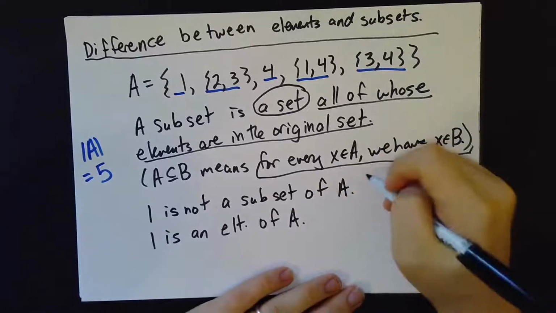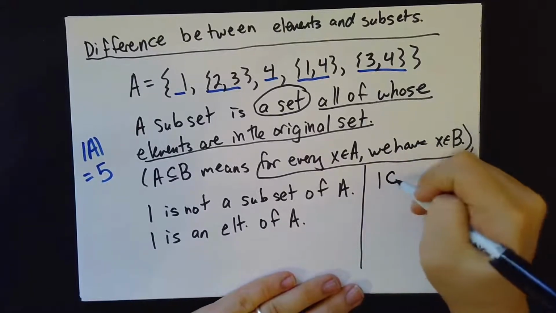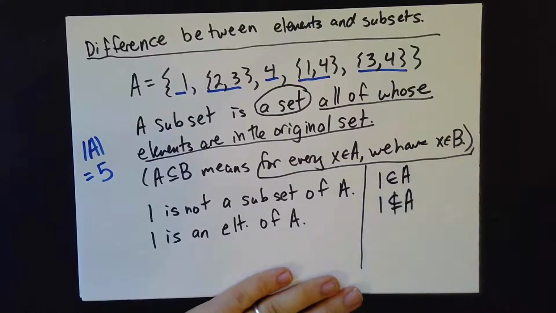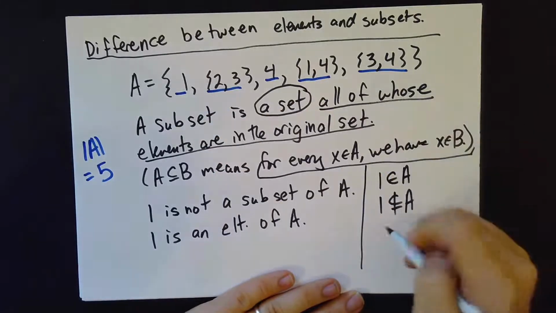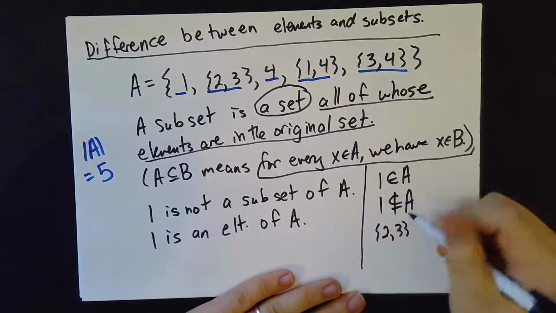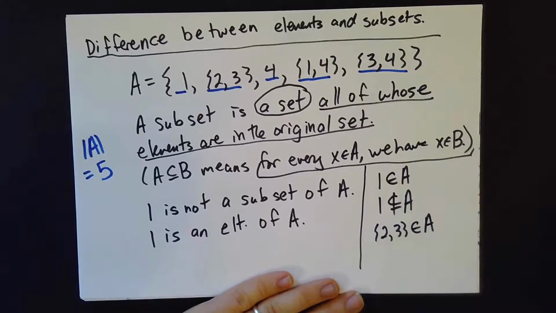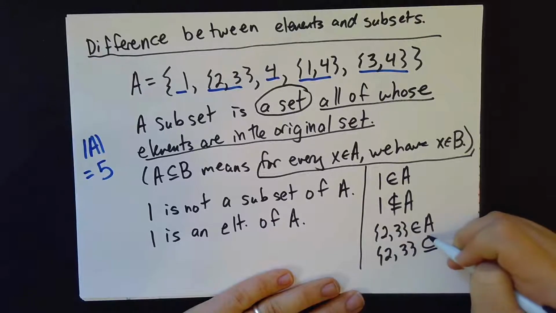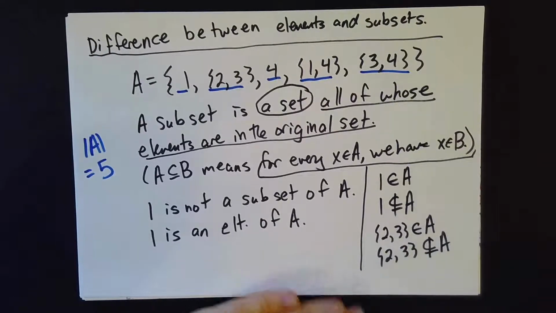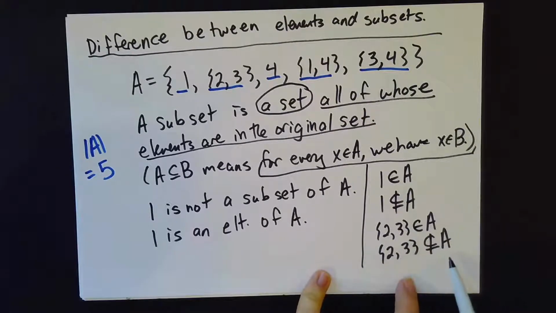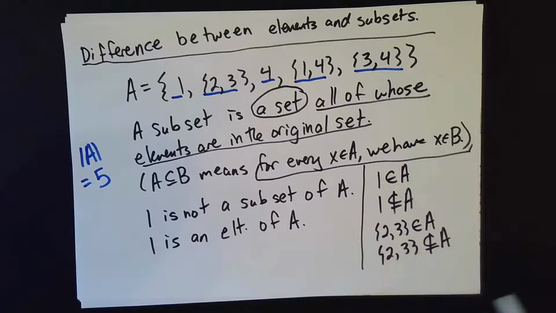So if you're talking about notation here, 1 is an element of A. 1 is not a subset of A. The same thing is true of the set {2, 3}. The set {2, 3} is one of the things in A. So this is an element of A. Okay. But it is not a subset of A. If it was a subset of A, what would that say? That would say that 2 is an element of A and 3 is an element of A, neither of which are true.